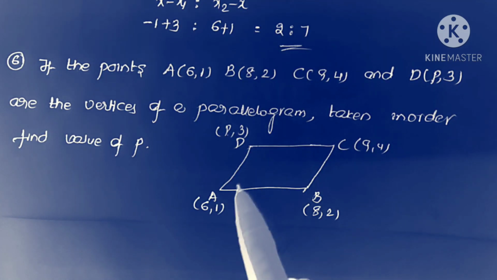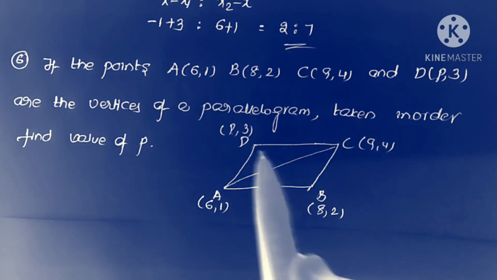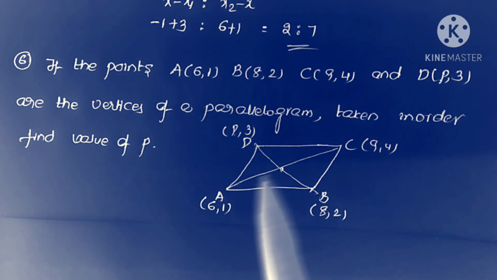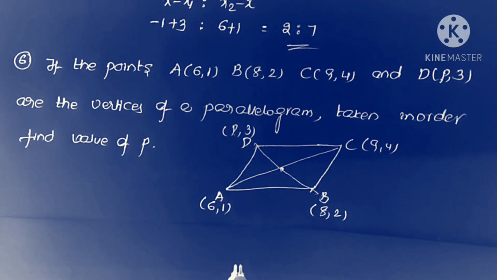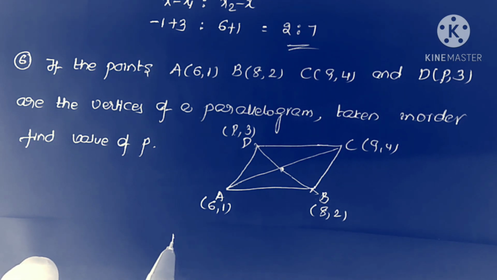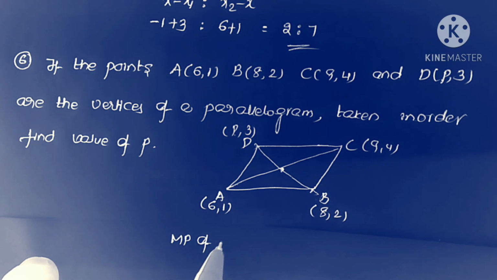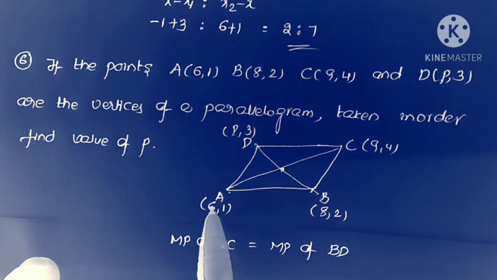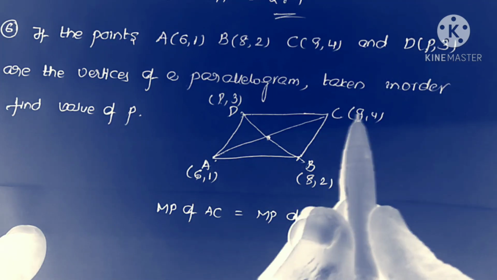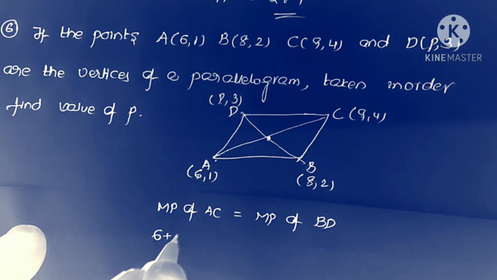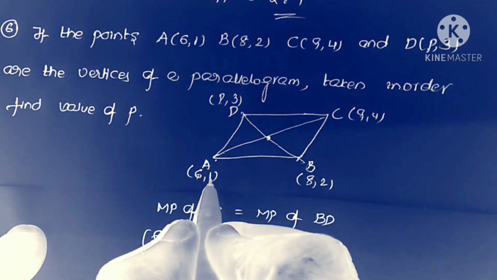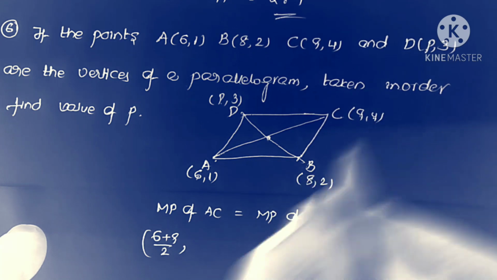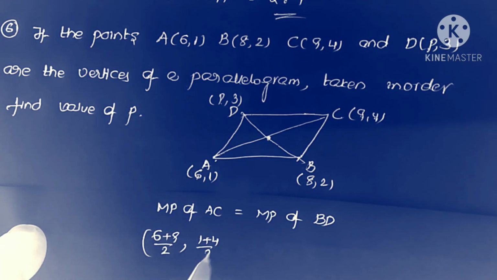That's the given question. Already we know that in a parallelogram the diagonals bisect each other. That is, midpoint of AC is equal to midpoint of BD. So what is the midpoint formula? x1 plus x2 by 2, y1 plus y2 by 2. So midpoint of AC is equal to midpoint of BD since it is a parallelogram. What is the midpoint of AC? x1 plus x2 by 2, 6 plus 9 by 2, and y1 plus y2 by 2, 1 plus 4 by 2. This is the midpoint of AC.